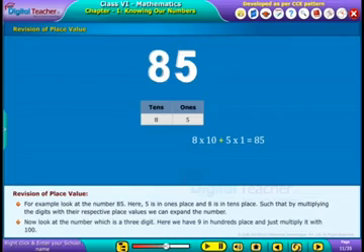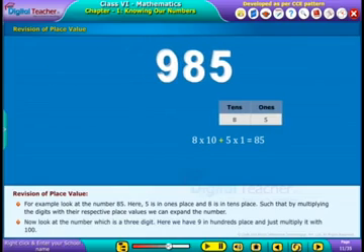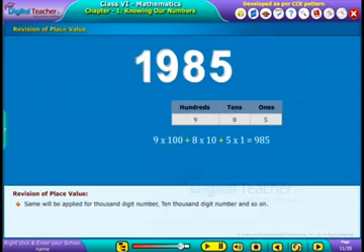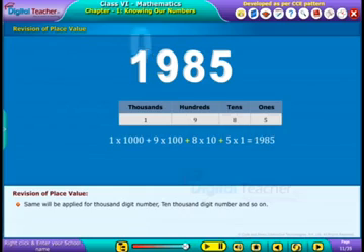Now, look at the number which is a 3-digit. Here, we have 9 in hundreds place and just multiply it with 100. Same will be applied for 1000-digit number, 10,000-digit number, and so on.